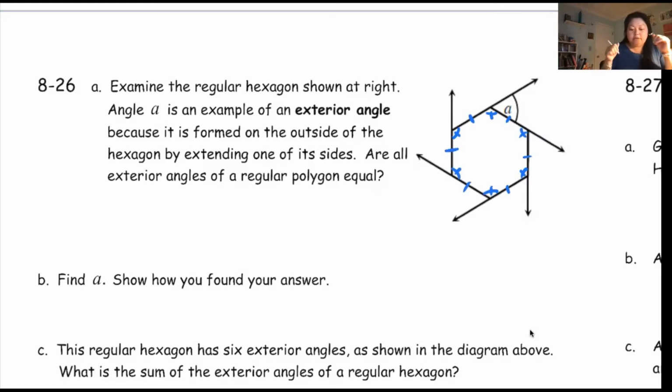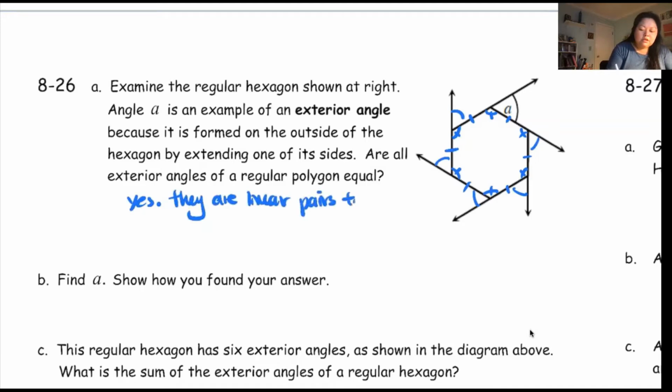Are all exterior angles of a regular polygon equal? And take a quick look. All the exterior angles are linear paired to one interior angle, right? Here's the same angle A here. It's a linear pair to the interior angle. Here's that same angle A. So yes, they're all the same. They are linear pairs to the interior angles. So if the interior angles are the same, then the exterior angles must be the same as well, okay?